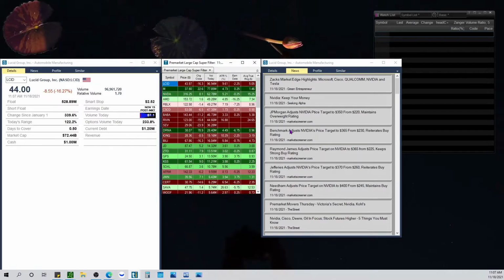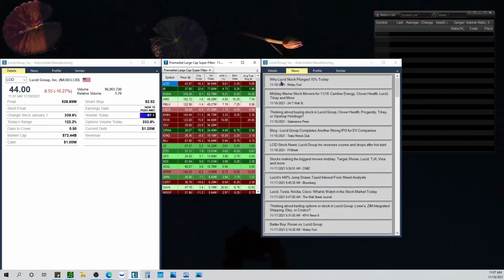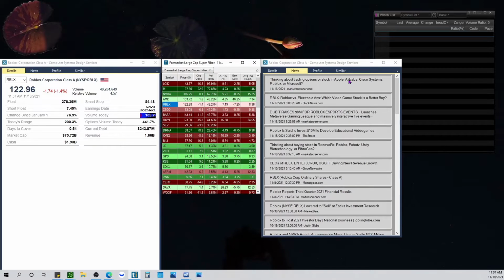LSID I know has been running a while, so we're going to see if that has news. No news on LSID. NVIDIA has earnings. AMD is probably a sympathy play. Roblox doesn't have news. And so on. So I'll just go down the list and see if it has valid news.